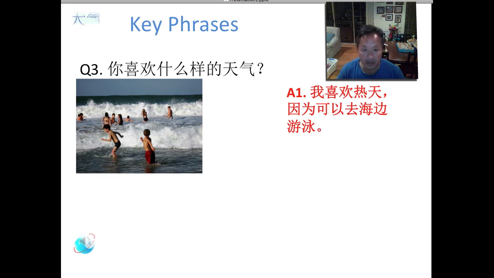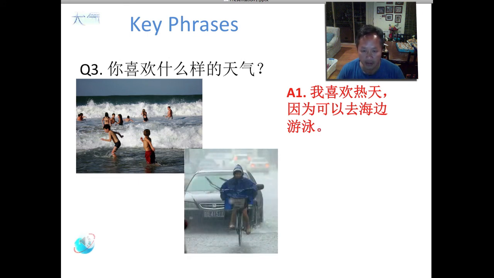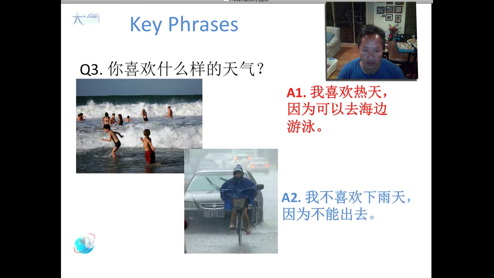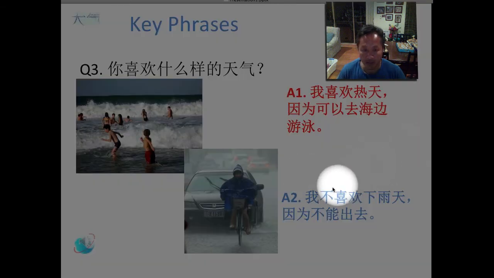The next response, A2, for this question is a possible negative response. 我不喜欢下雨天，因为不能出去。Again, 我不喜欢, so it's a negative form. 我不喜欢 I don't like 下雨天 rainy days, 因为不能出去.